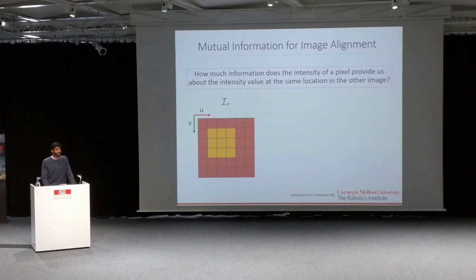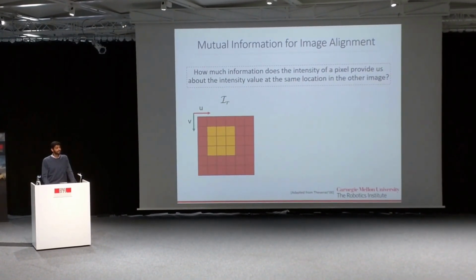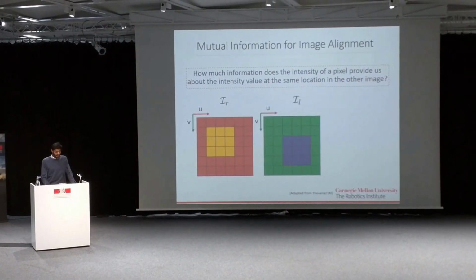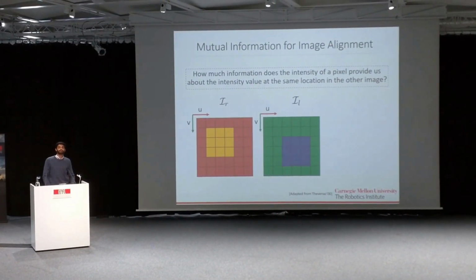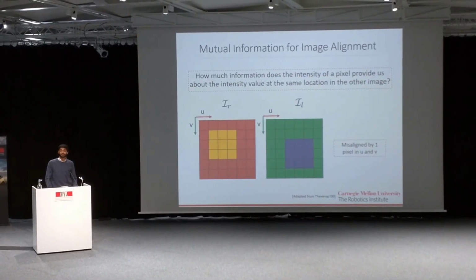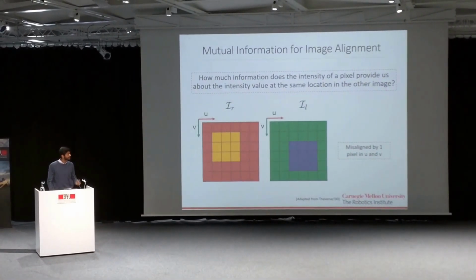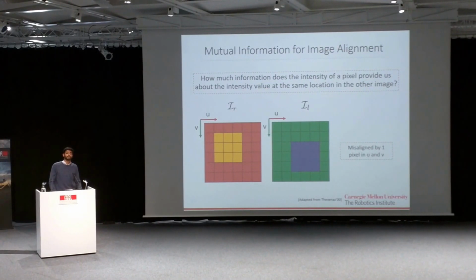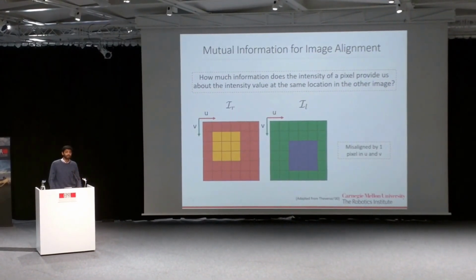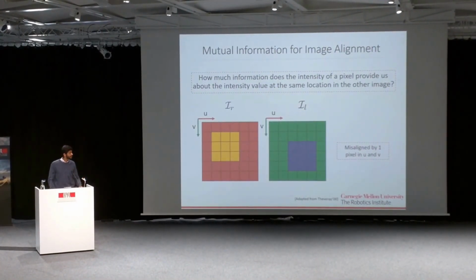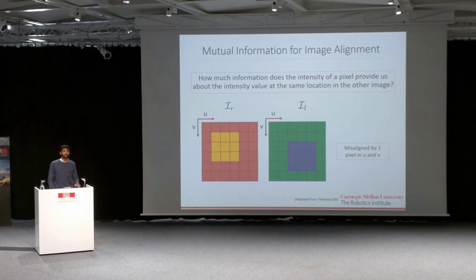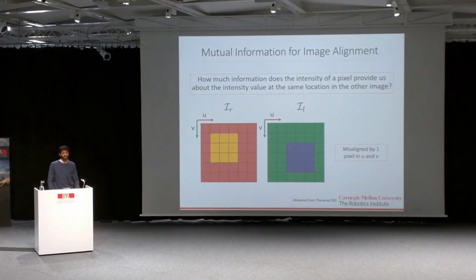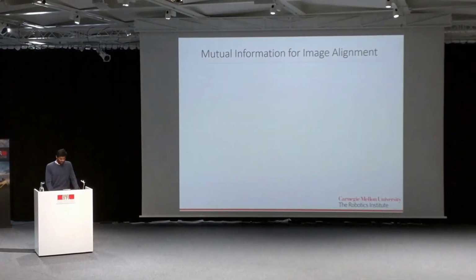Here's the 6x6 reference image, and I've discretized it into two image values, red and yellow. I'm trying to track a live candidate image, which is displaced by one pixel in the U and V direction. Note that the colors of the two discrete values for the live image are different, and this goes on to demonstrate the fact that the cost function does not really depend on the absolute values at all.